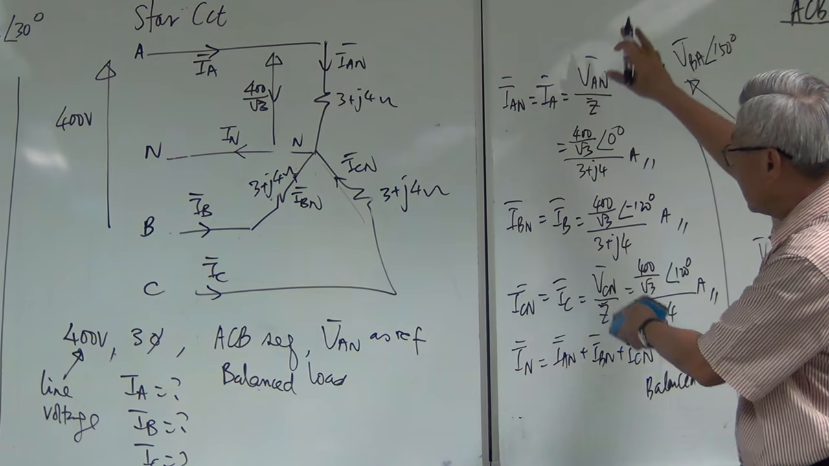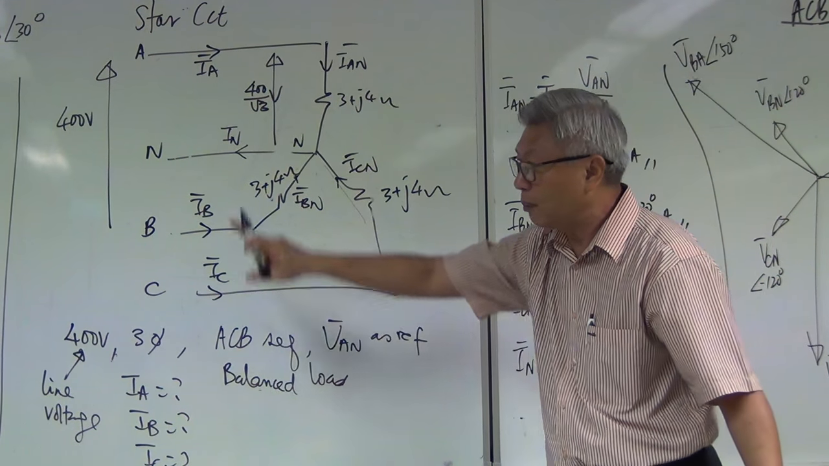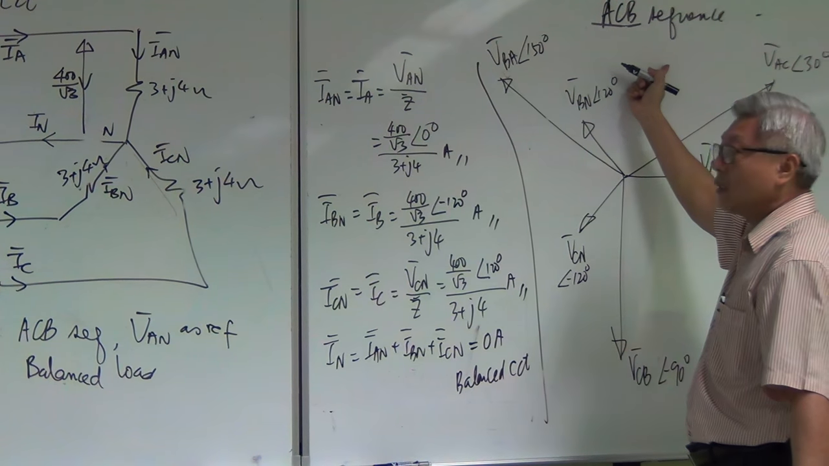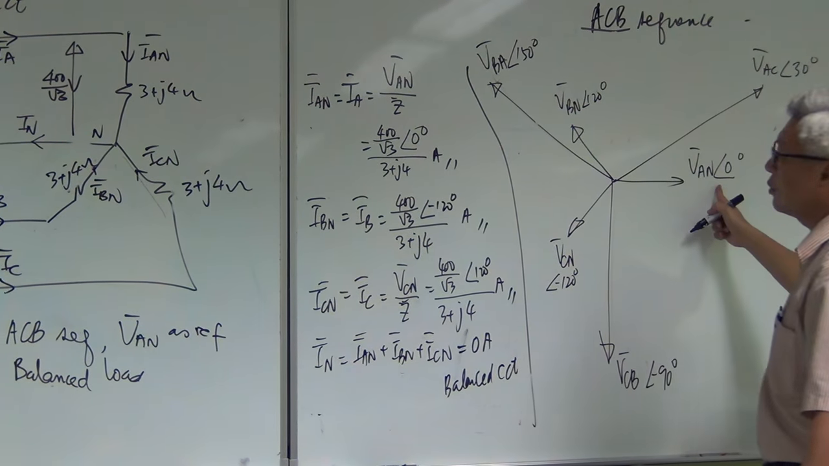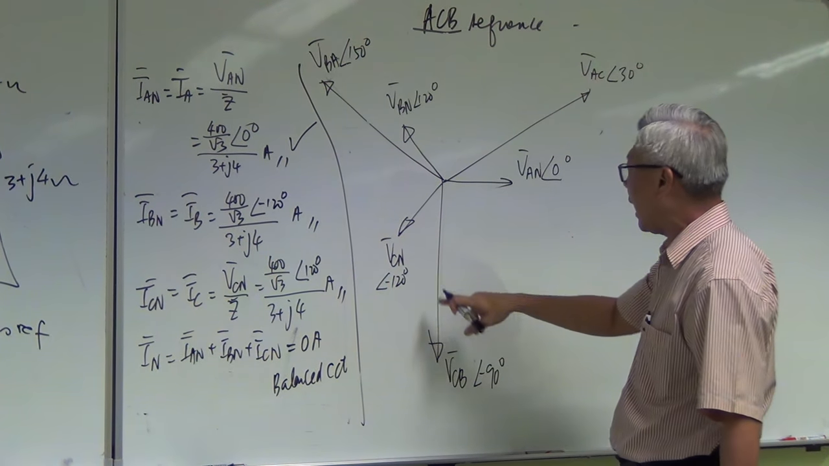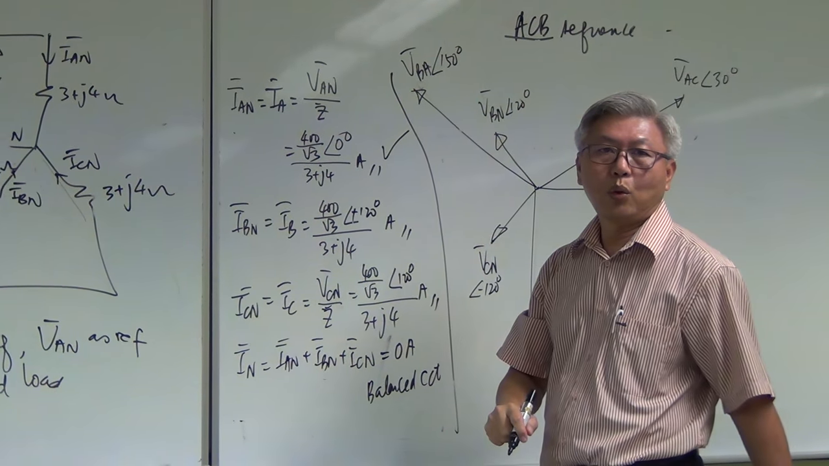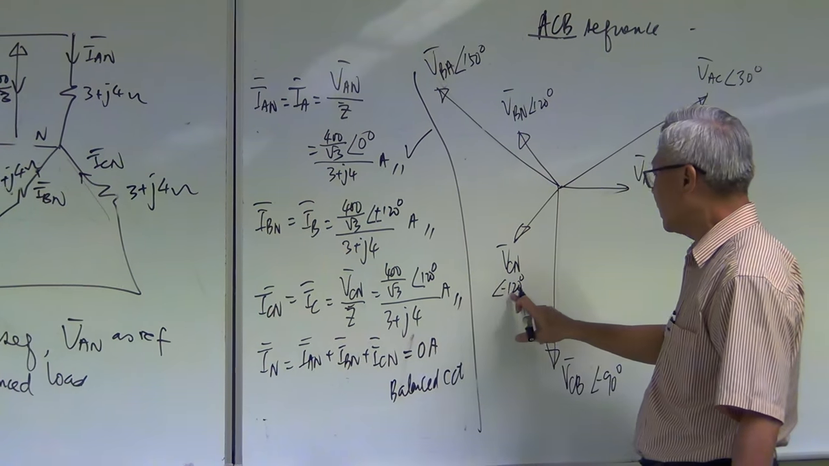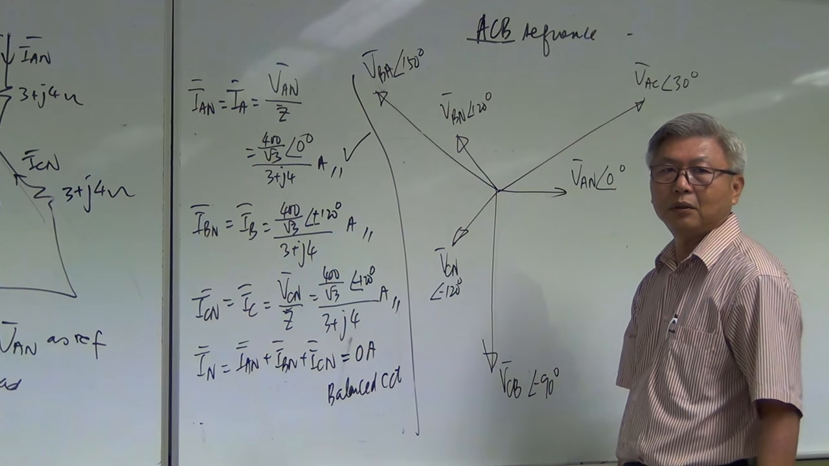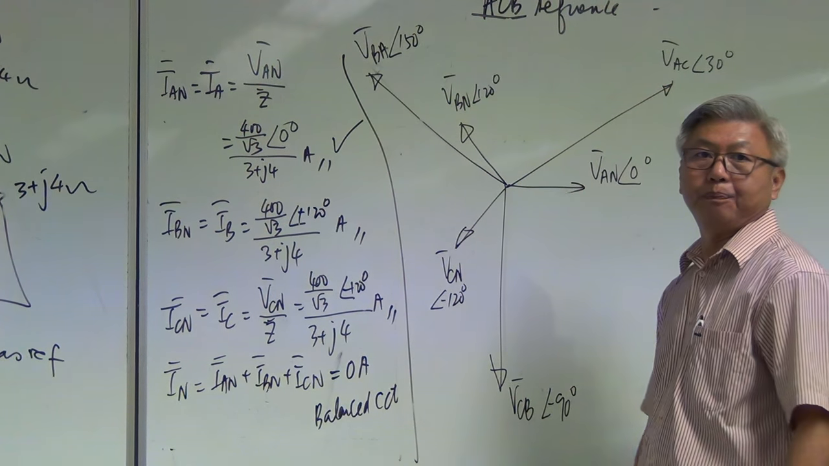Your mathematics is the same. But the phasor diagram you refer to should not be that phasor diagram anymore, but this phasor diagram, the ACB sequence. VAN is still 0 degree, so no problem. VBN is here, so it's 120. So instead of minus 120, now it's 120. And VCN is minus 120. So just now was 120, now it's minus 120. Got it? So where do you get the angle? Please get it from the phasor diagram.